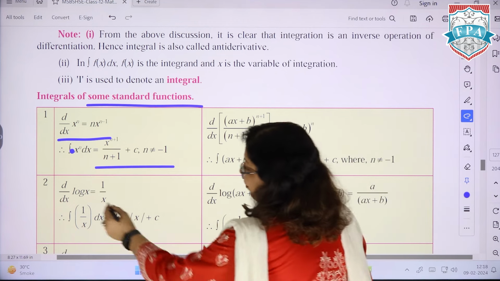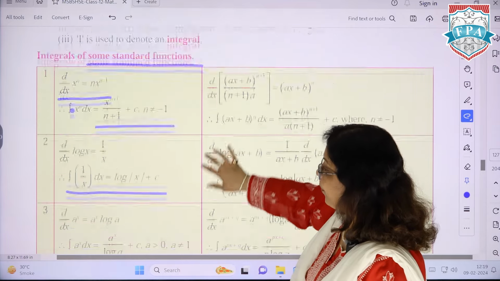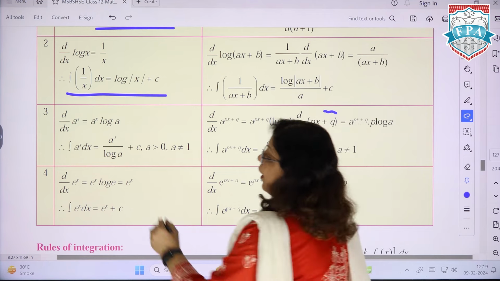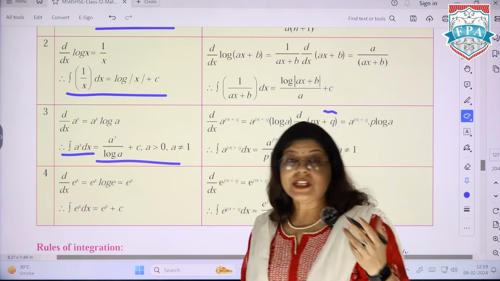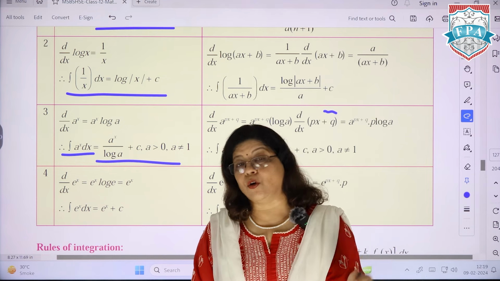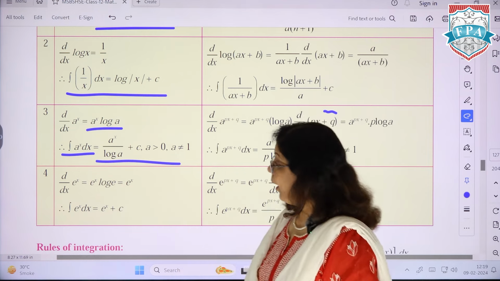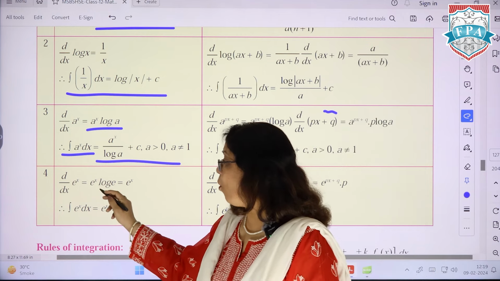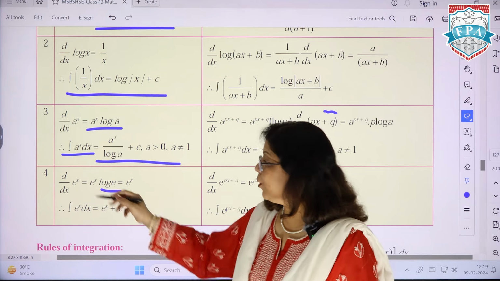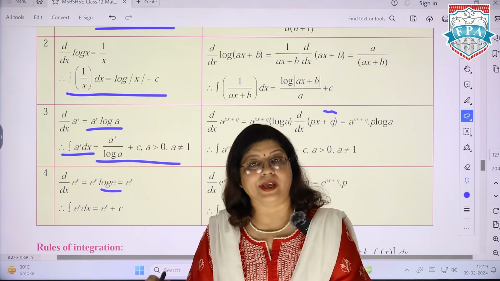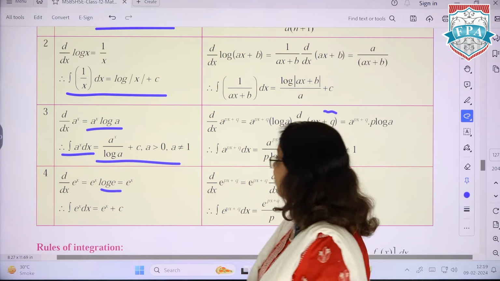So integration of 1 by x dx is log x plus c, because d by dx of log x is 1 by x. Then integration of a to the power of x dx is a to the power x by log a. In differentiation, where we used to multiply constants, here we will divide. For e to the power of x, since log e becomes 1, this is the only function whose differentiation and integration are the same. So the differentiation of e to the power x is e to the power x, and the integration is also e to the power x.